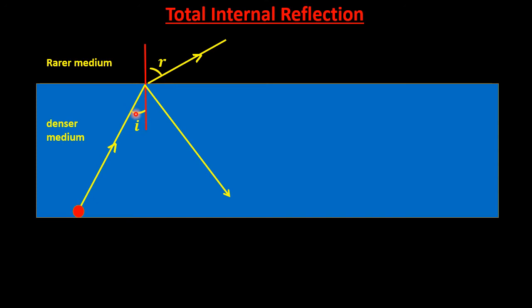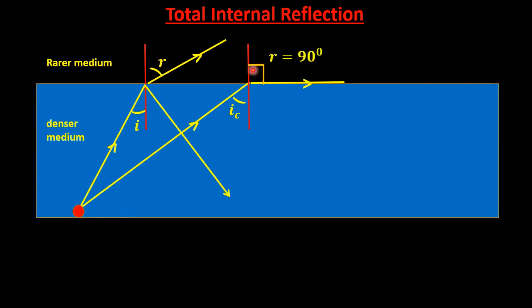Then for a certain value of the angle of incidence, this refracted ray will be parallel to this interface. So here, I have considered the second case where the angle of incidence is such that the refracted ray is parallel to the interface. That means the refraction angle here is 90 degrees. If the refraction angle is 90 degrees, then the value of the angle of incidence we call the critical angle, which is denoted by IC.